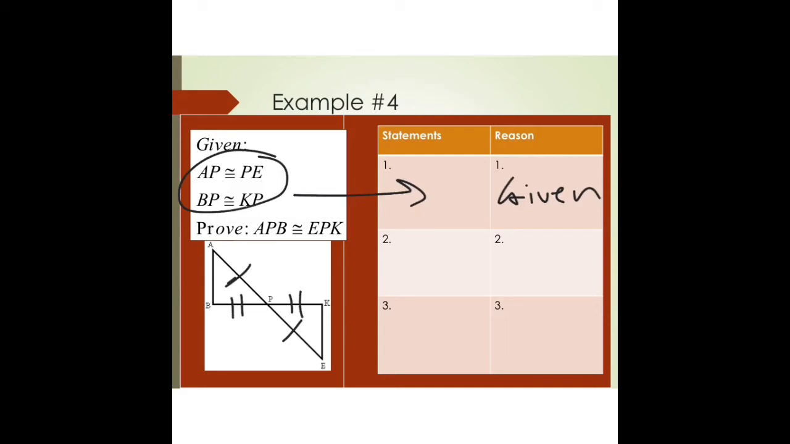Okay, so now I have two sides, which is not enough information. But again, looking at our diagram, because we have lines that are connected, we can see that in this middle area here, we have some vertical angles. So I can go ahead and mark those as being congruent. And for my statement, again, we have the same two angles. So it would be angle APB is congruent to angle EPK. And the reason is because they are vertical angles.